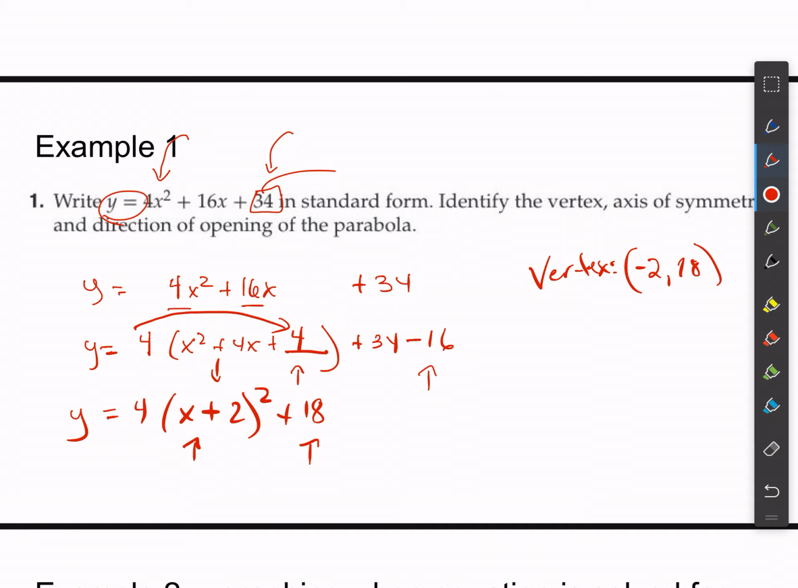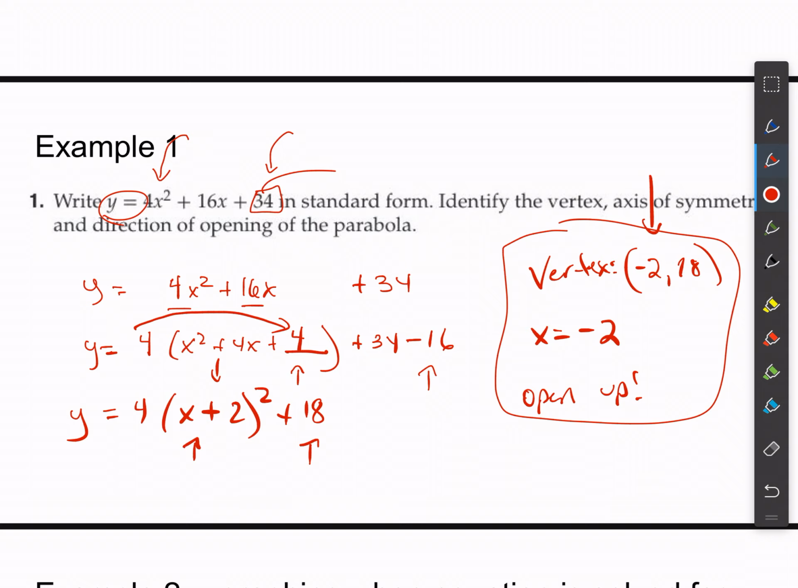Since this thing is opening up and down, since it's a y equals, the axis of symmetry will always be an x value. Okay, so the axis of symmetry here, and it'll always go through the vertex. So it'll go through the x vertex. So the axis of symmetry will be x equals -2. And since we have a positive number out front, this thing will open up. Okay, so that's the information that they want along with this equation for example 1.